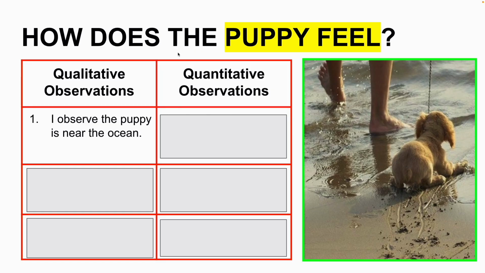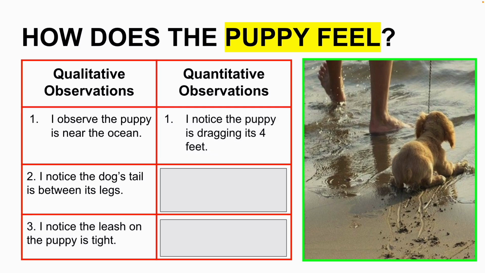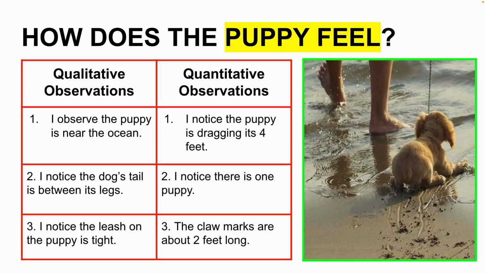I observed the puppy is near the ocean. I noticed the dog's tail is between its legs. I noticed the leash on the puppy is tight. I noticed the puppy is dragging its 4 feet. I noticed there is 1 puppy, and the claw marks are about 2 feet long. Alright, I have all my observations that I could use as possible evidence.